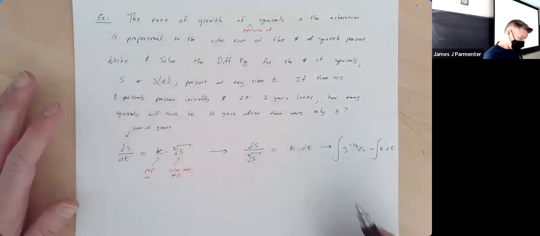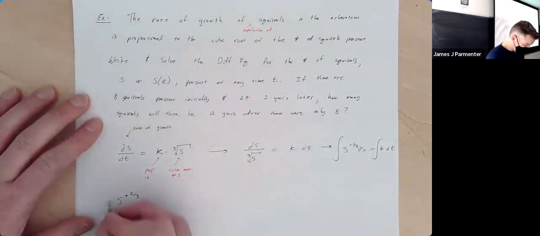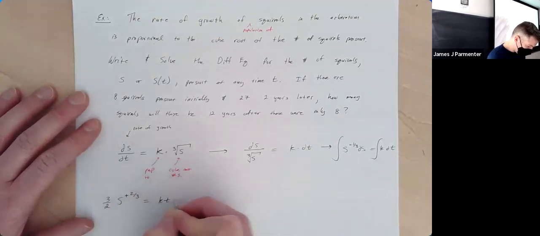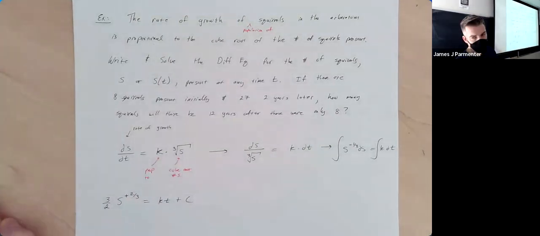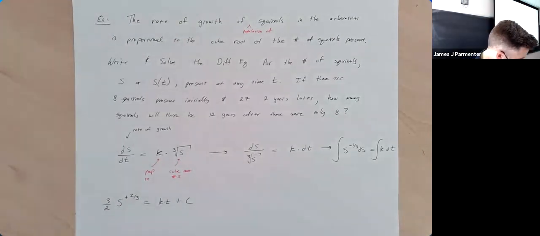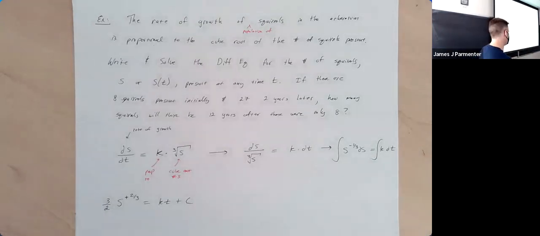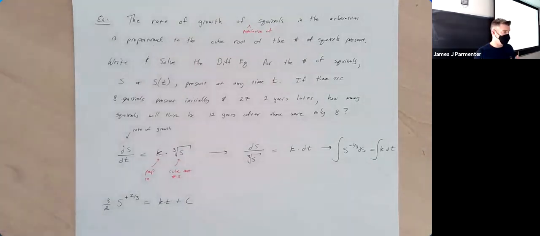So now we're going to integrate it. So we're going to get S to the positive 2/3 divided by 2/3, which is the same as multiplying by 3/2, equal to KT plus C. And here is my kind of general guideline for solving for this constant here. Well, actually, I feel like this is kind of 2 questions. So they ask us first to solve the differential equation for the number of squirrels, S as a function of T. And then they say initial conditions later.